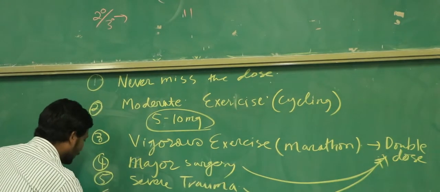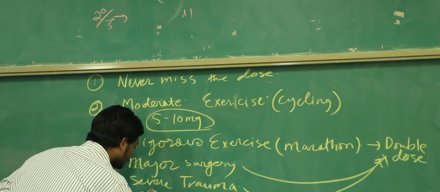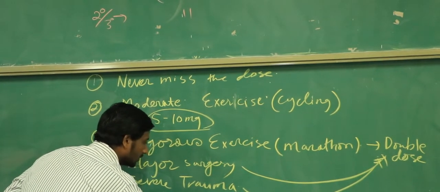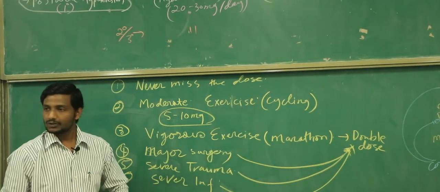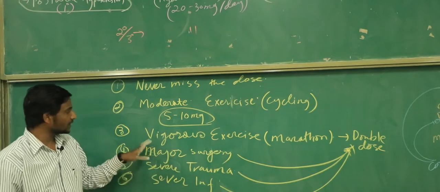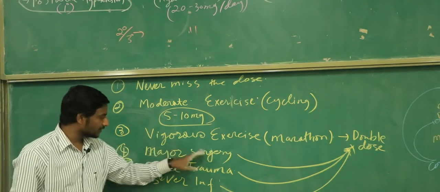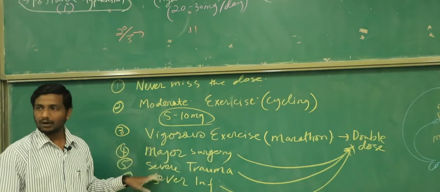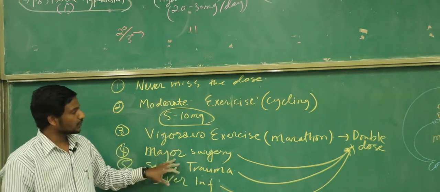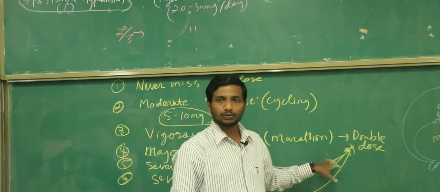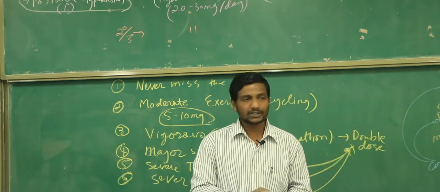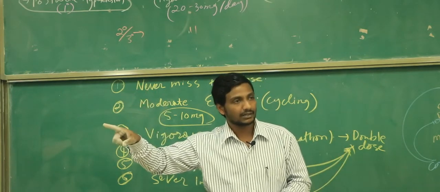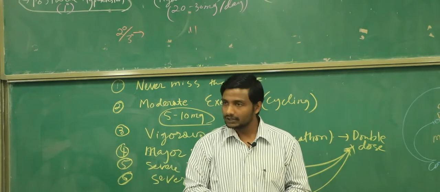A patient has developed a very severe infection. Then again we must double the dose. So in a very stressful situation for the body, for example vigorous exercise, major surgeries, severe trauma or severe infection, we must double the dose. Otherwise your body will behave as if there is no steroid, and the patient can develop an adrenal crisis. And adrenal crisis, you already know, is a life-threatening situation.